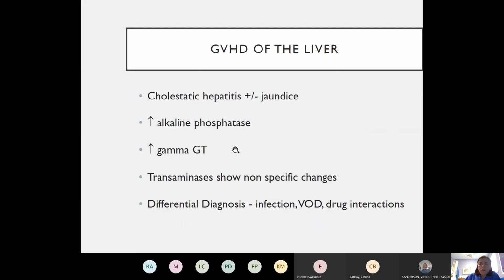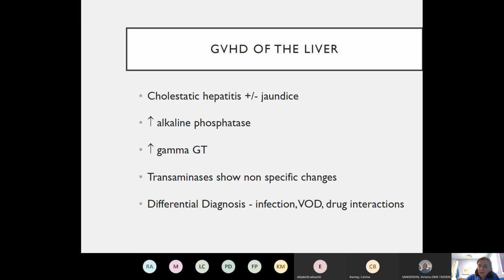GVHD of the liver will show itself as cholestatic hepatitis plus or minus jaundice. Raised alkaline phosphatase is said to be a helpful discriminator, as is a raised gamma GT, whilst transaminases show non-specific changes. When you have GVHD of the liver in the acute setting, you're often having to disentangle it from infection, drugs, and veno-occlusive disease of the liver.